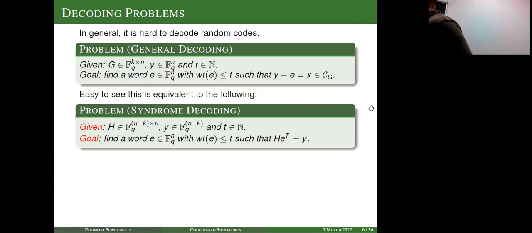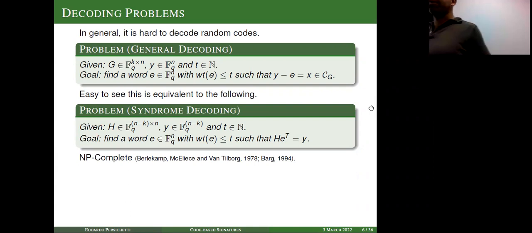Syndrome decoding was studied first, I want to say, and we have some nice complexity results about it. So it's NP-complete in the binary case by Berlekamp, McEliece and Van Tilborg, and Barg proved it in general for q-ary codes. Okay, so it's a strong problem to rely on.